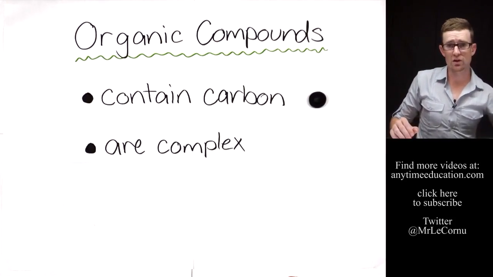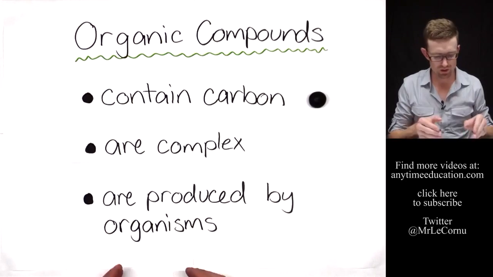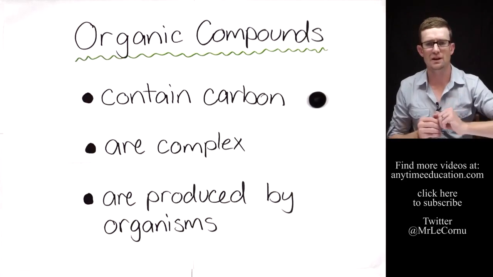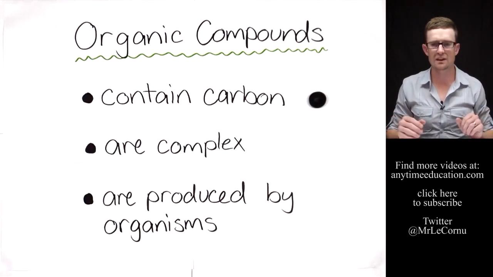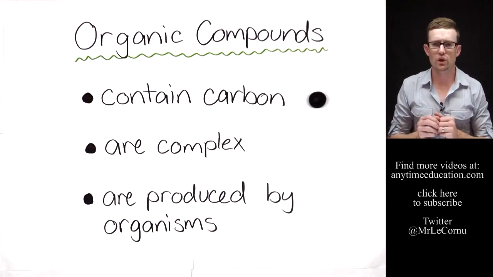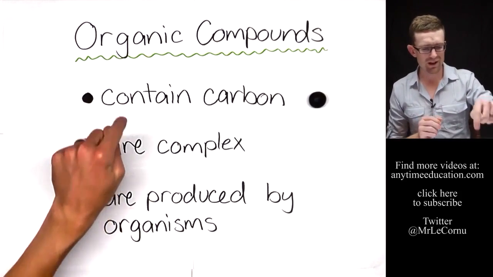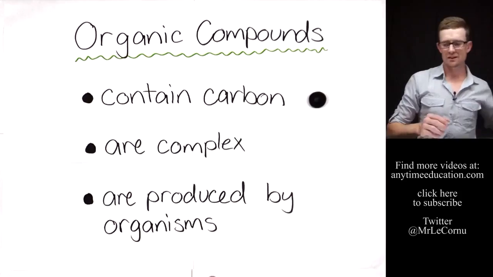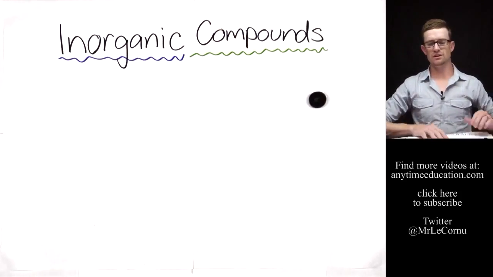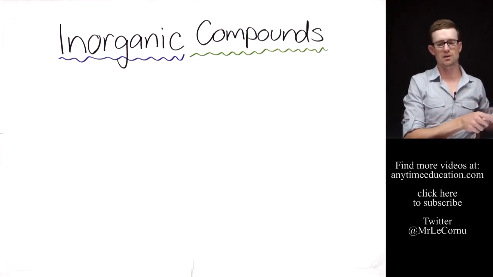And all organic compounds are produced by organisms. Organisms, of course, means living things. And that is why we call the compounds organic. They're produced by living things. So they are the 3 key criteria for a compound to be organic. If a compound doesn't meet one of these three criteria, then we classify that compound as inorganic.